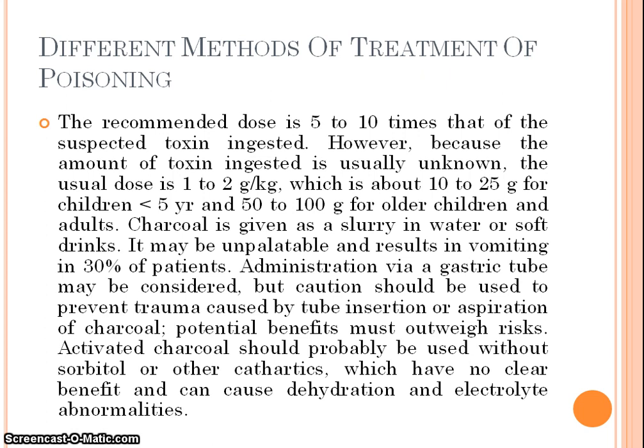Charcoal is given as a slurry in water or soft drinks. It may be unpalatable and results in vomiting in 30% of the patients. Administration via a gastric tube may be considered, but caution should be used to prevent trauma caused by tube insertion or aspiration of charcoal. Potential benefits must outweigh the risk. Activated charcoal should probably be used without sorbitol or other cathartics, which have no clear benefit and can cause dehydration and electrolyte abnormalities.